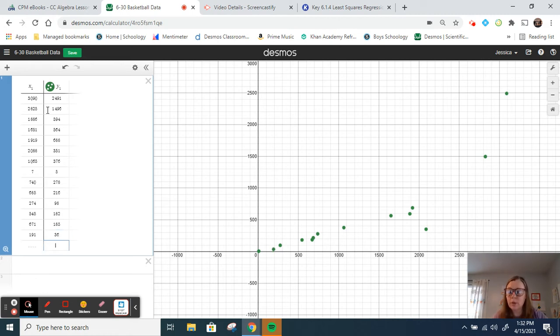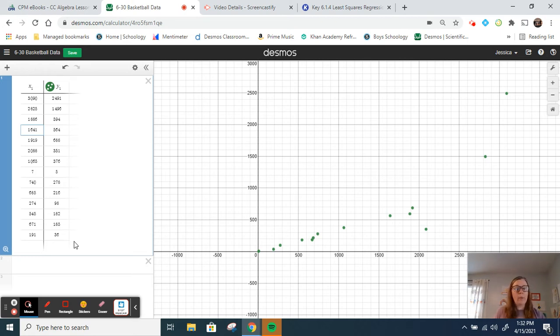You do want to make sure, especially when you're typing in all these numbers, it's really easy to screw something up. Let's see, like this one is supposed to be 1641, not 1651. So do make sure that you're going through and making sure that you typed everything in correctly. All right, so that looks good. So there's all my data.